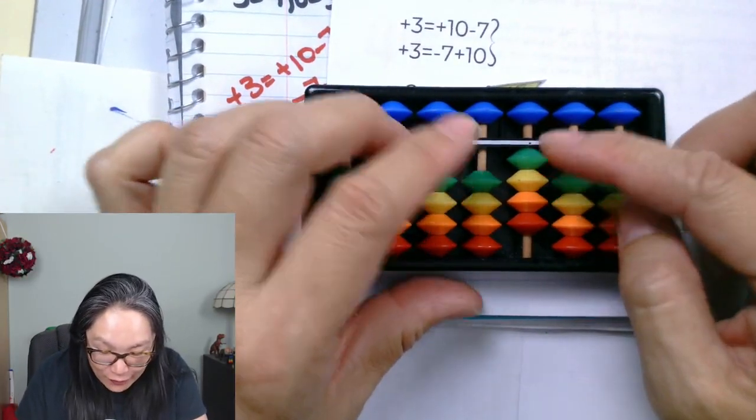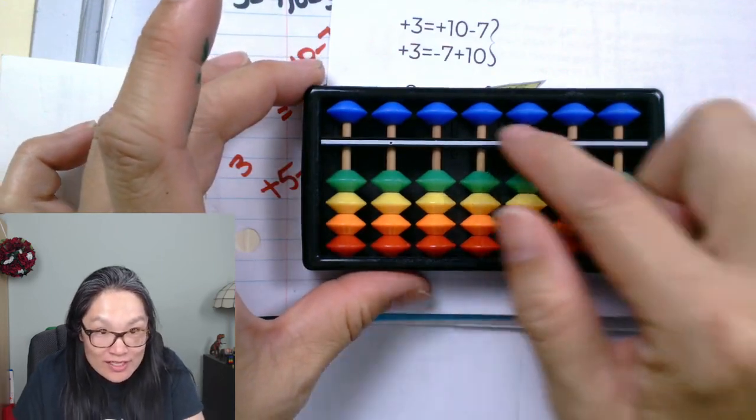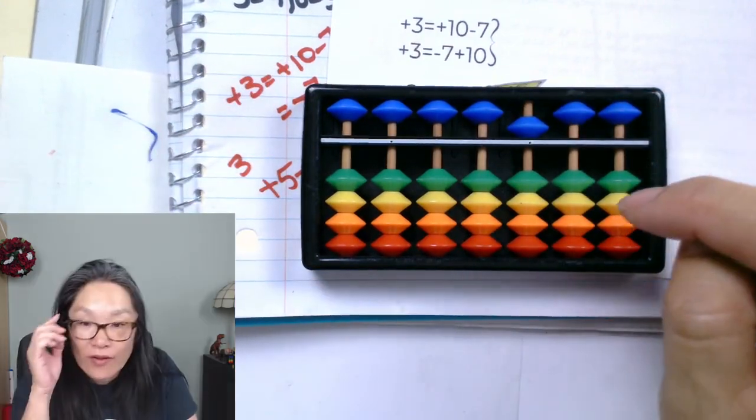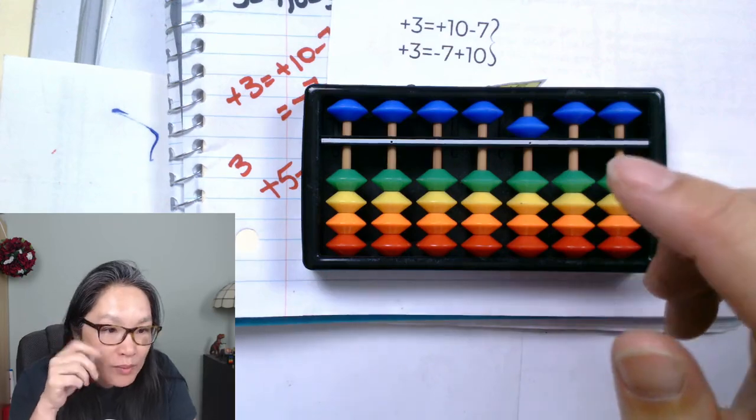So then after 4, right, we have 0. This is all 0. After 0, this is 0. What's going to happen? This is 5. This will always be 5 no matter what. The top bead will always be 5 no matter what.